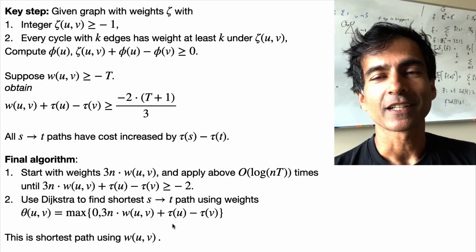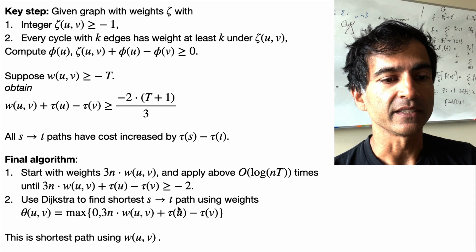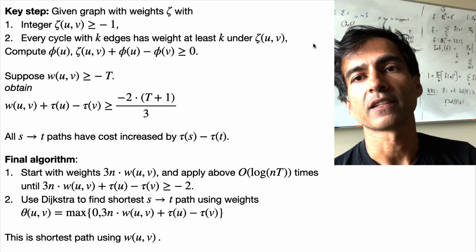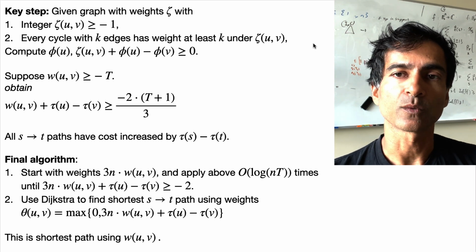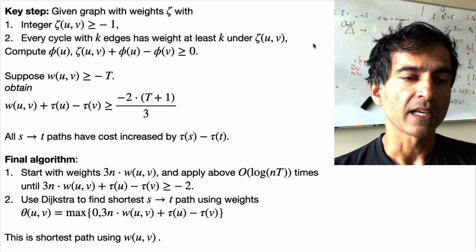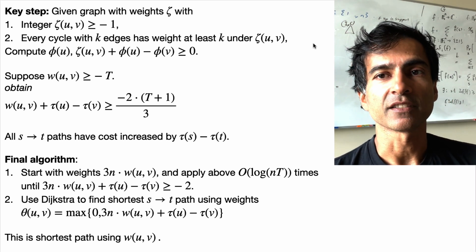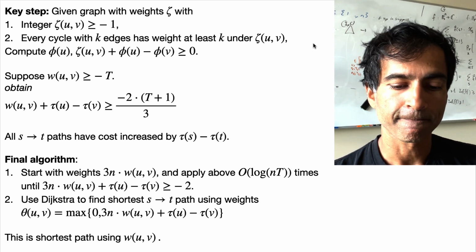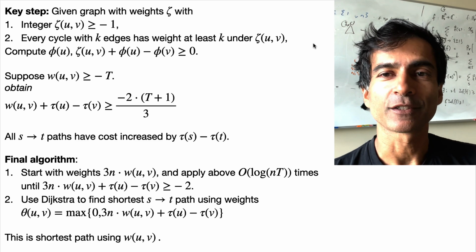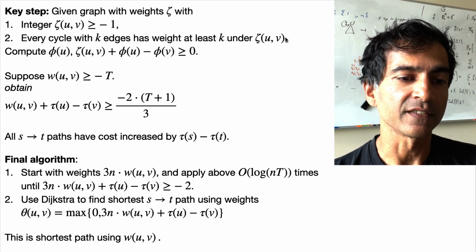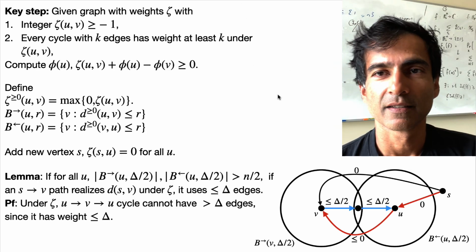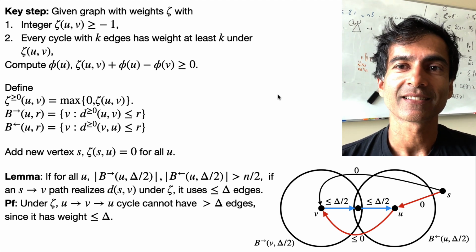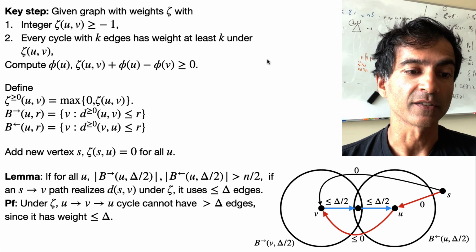All right, so those are some clever ideas, and they've reduced the problem now to this situation. It's a very nice, simple situation where the only negative edges are those that have weight -1, and every cycle with k edges has weight at least k. Okay, so now let's try to give an algorithm that achieves this goal. Let me explain some really nice consequences of the assumption about cycles.